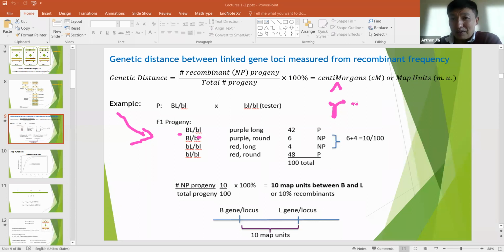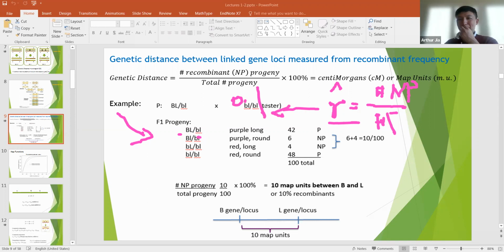So if we have this experimental data, we can directly calculate this R by using the ratio of the non-parental type divided by the total number. So this is already the R, 0.1. Okay, now let's look at the Haldane.